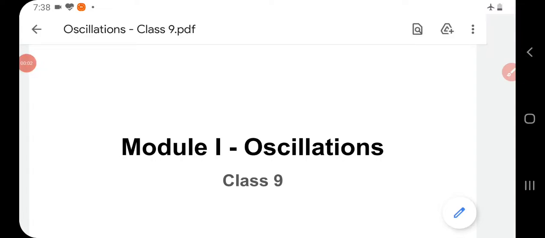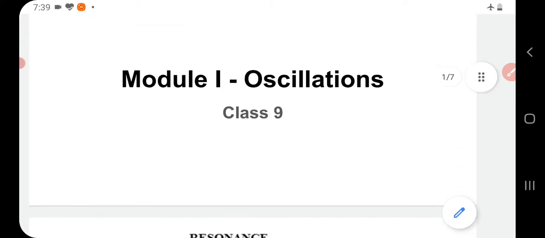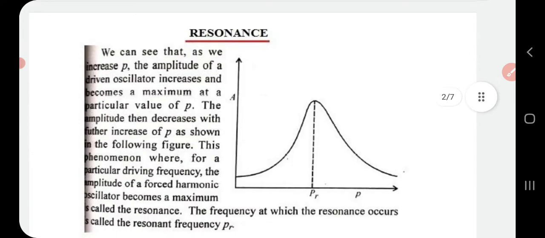Good morning. Now this is the last class on our module oscillations. In this session we will learn about resonance and resonant frequency.